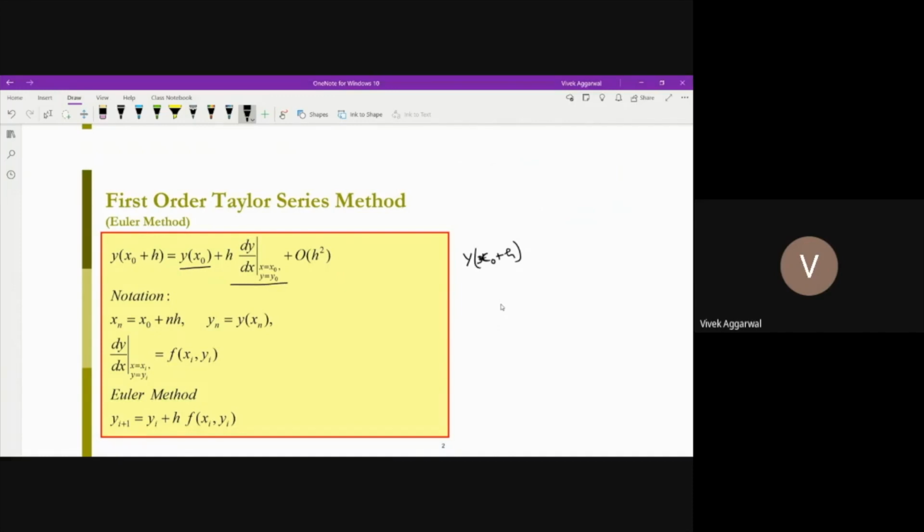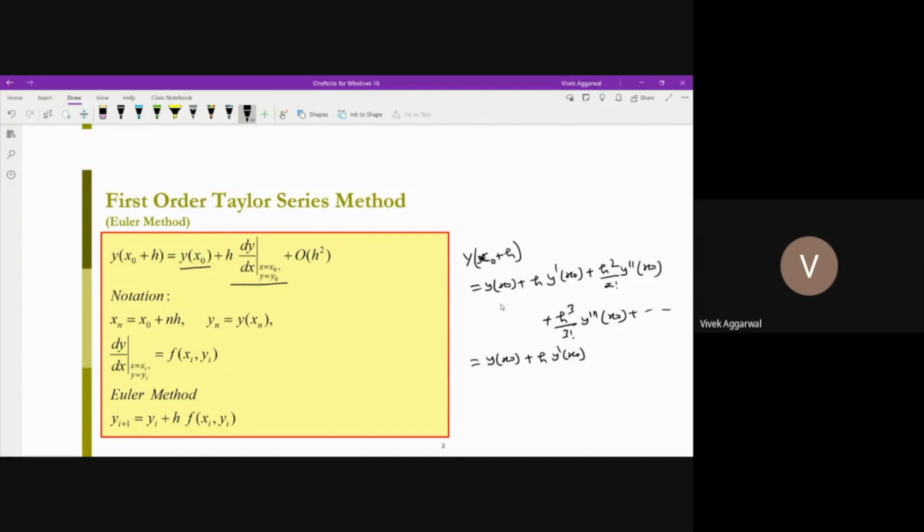And I take all the other terms, which are of order h square. So it is going to be y at x naught plus h, then y dash at x naught, then h square by 2 factorial y double dash at x naught, and then h cube by 3 factorial y triple dash at x naught, and so on. What I will do is keep the first two terms here.